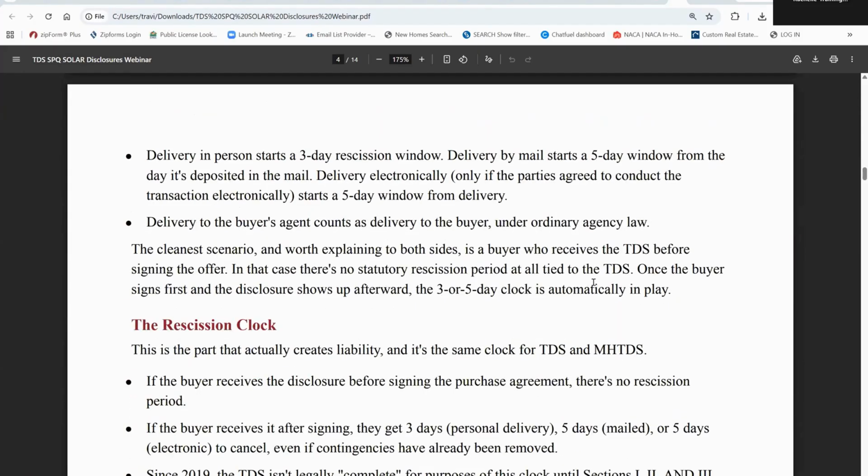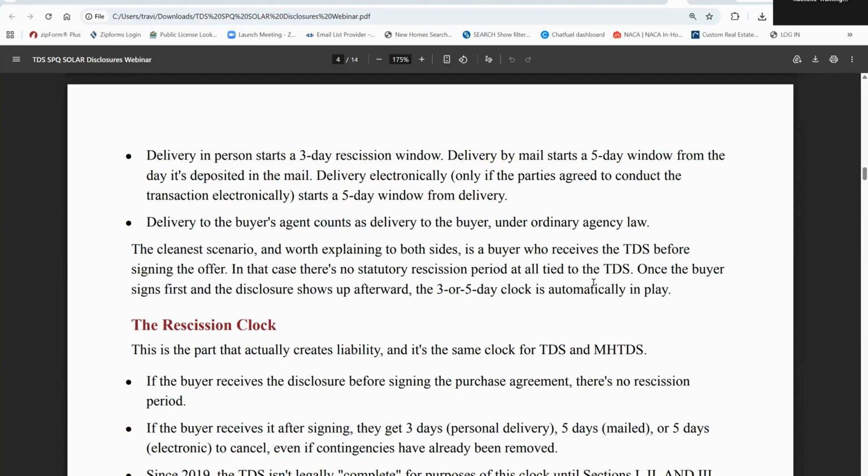Delivery in person starts a 3-day rescission window. Delivery by mail starts a 5-day window from the day it's deposited in the mail. Delivery electronically, which is the majority, starts a 5-day window from delivery.